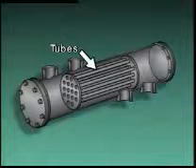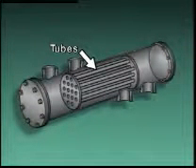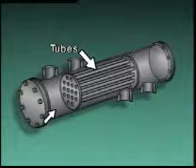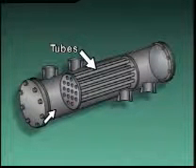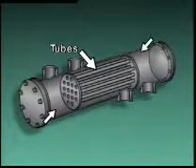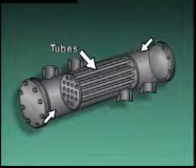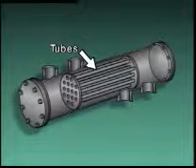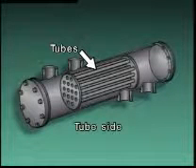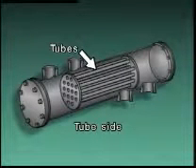The tubes are used to create a separate flow path through the shell. Each end of the tubes opens into a head. One head directs flow into the tubes, while the other head directs flow out of the tubes. The area inside the tubes and heads is called the tube side of the heat exchanger.